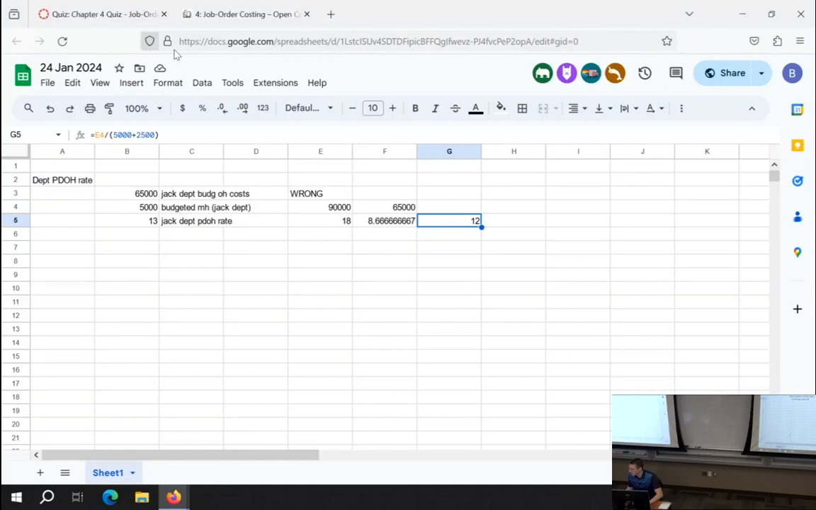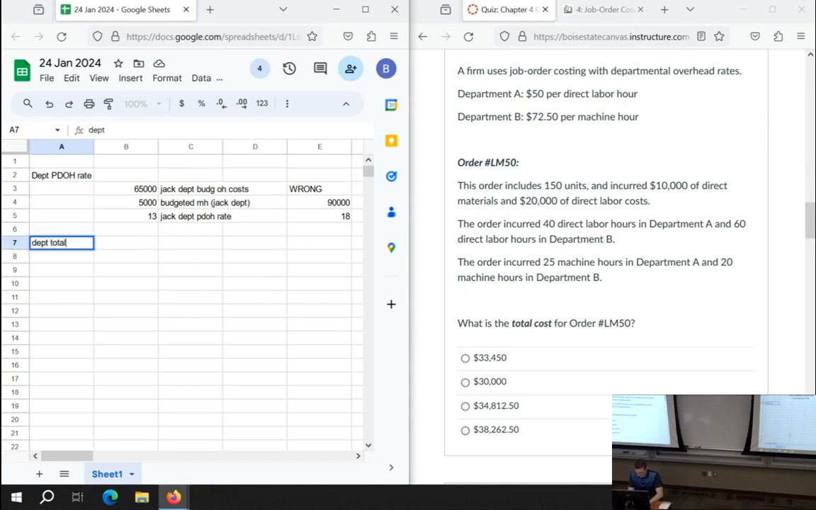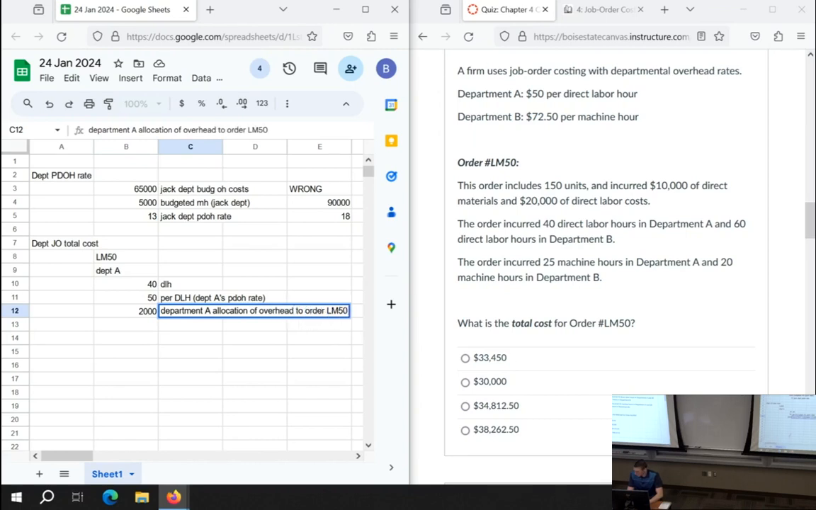Let's go ahead and, wrong one. Let's start writing this down. So this is a department job order costing, total cost problem. So LM50, that's our order. Department A, we have 40 direct labor hours. 50 is our PDOH. Well, $50 per DLH is Department A's PDOH, right? So that's the Department A allocation of overhead to order LM50, $2,000.